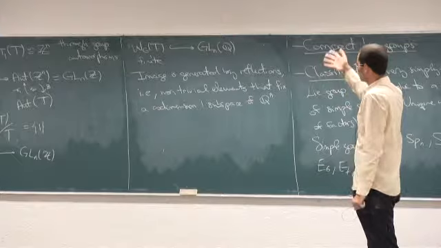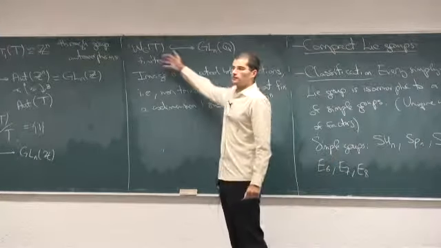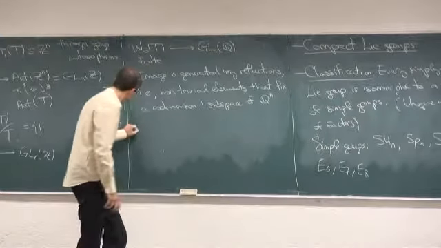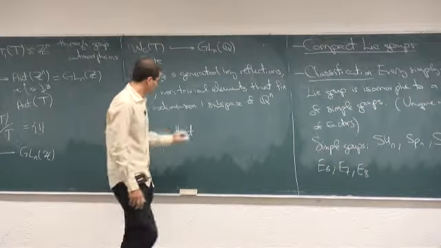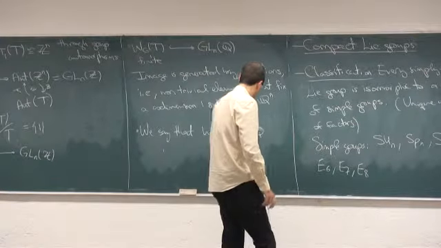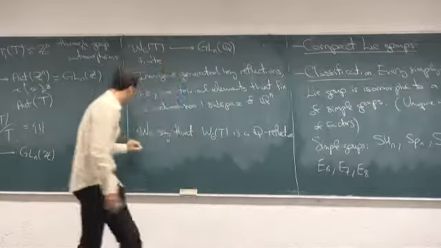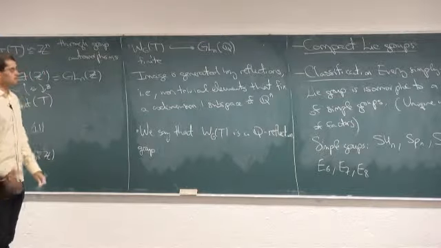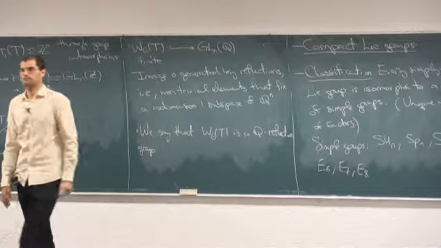Okay, why am I going so much about this? Well, this actually is the definition of a reflection group. So we say that W_G(T) is a Q reflection group. Okay, so it's a finite subgroup of this, which is generated by reflections.